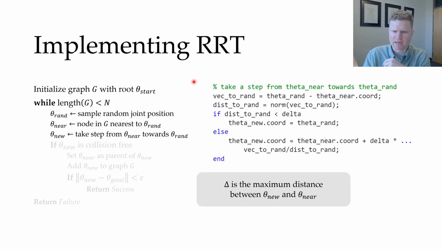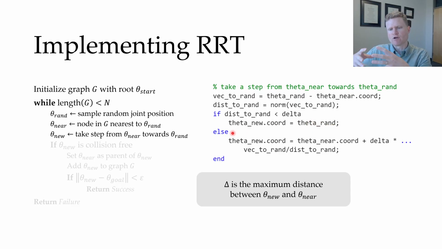And here I am implementing that concept. So first I take a vector that's pointed in the direction of theta rand. So I've got my theta near coordinates, they're xy coordinates. I'm just looking at a vector that's pointing towards theta rand. And then I check the length of that vector, the distance. Now, if the distance is less than delta, great. I can set theta nu as equal to theta rand. And so I build a new node with coordinates that are set equal to theta rand.